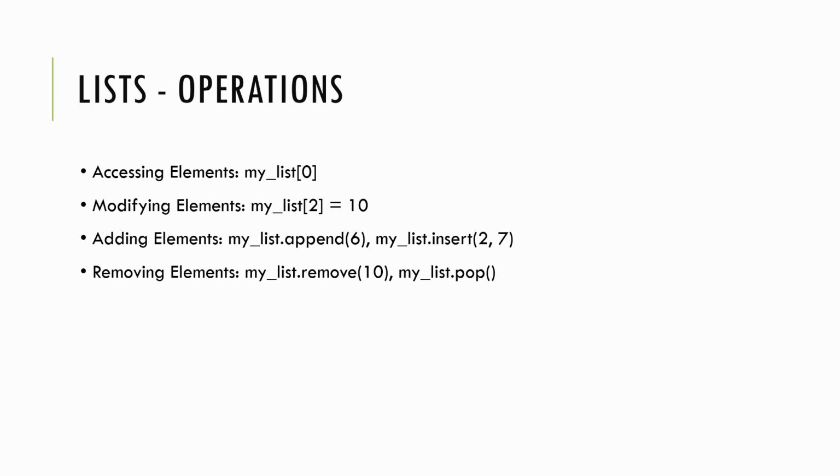Let's look at some common operations on lists. You can access elements using an index like mylist[0], which gives you the first element. You can also modify elements. For example, mylist[2] = 10 will change the third item in the list. To add new items, you can use the append method, and to remove an item, use remove. You can also use pop to remove the last item.